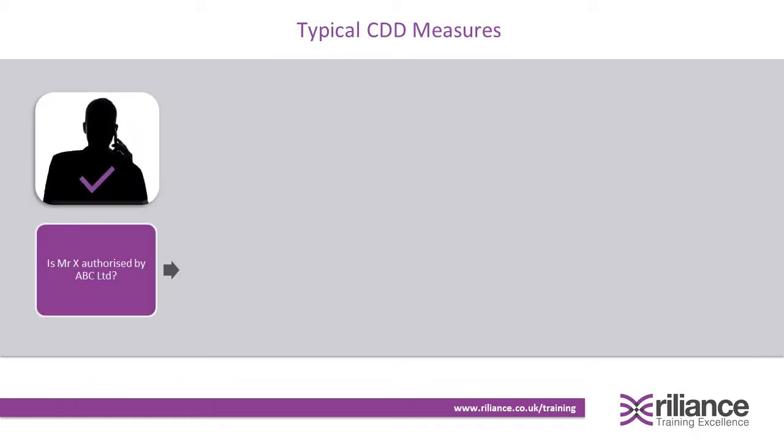The first thing you need to do is verify that Mr. X is authorized by ABC Limited to act on its behalf. Normally you would do this by getting a company letter or email from an appropriate officer of the company confirming that Mr. X has authority to act in the transaction. You may also consider asking for a copy of any board minutes that record such authority.